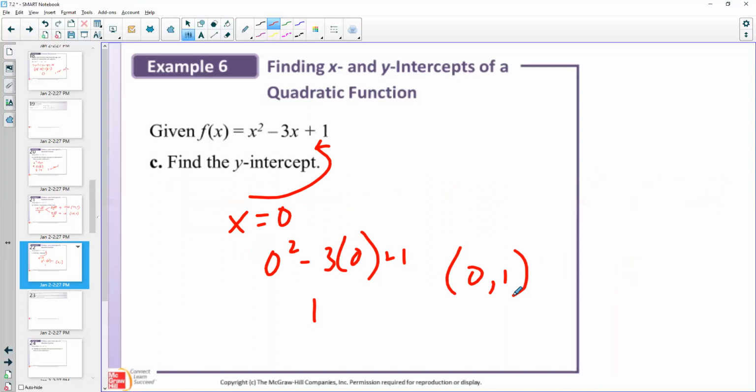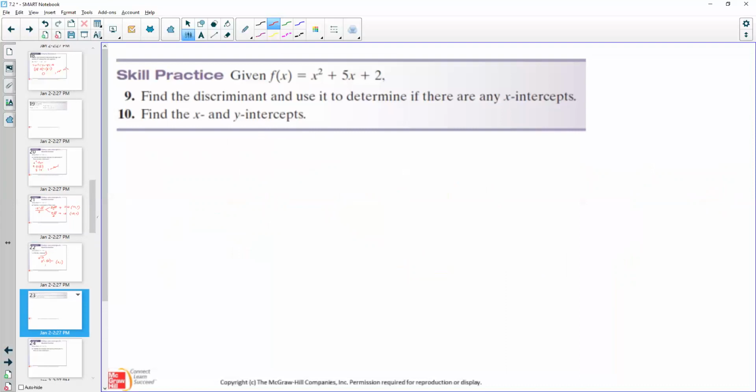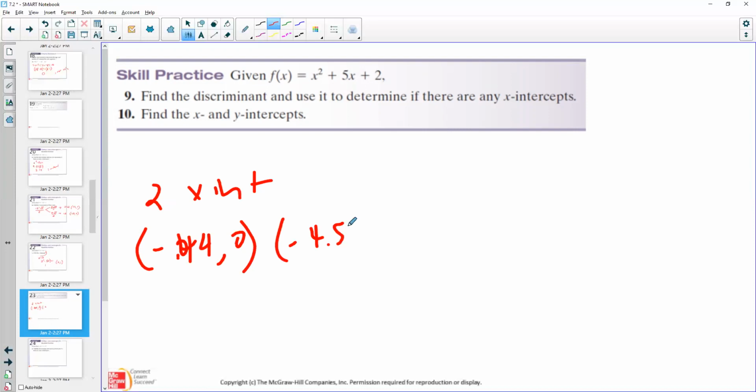You try one. Use the discriminant, then use the quadratic formula if there are intercepts. Then find the y-intercept. For this case, there are 2 x-intercepts. They are at negative 0.44 and 0, and negative 4.56 and 0. And then the y-intercept is at 0 and 2.